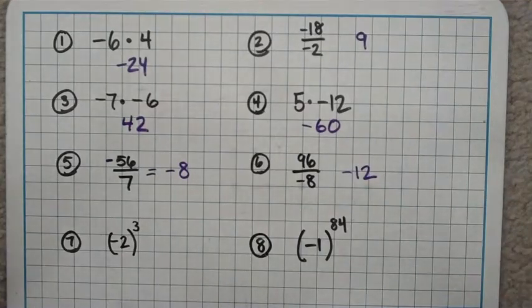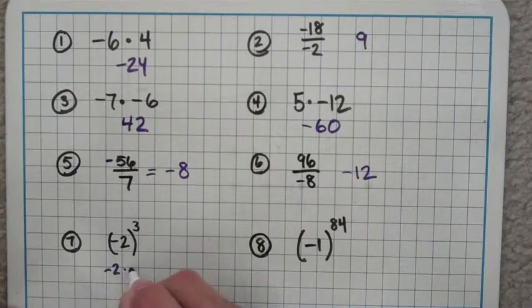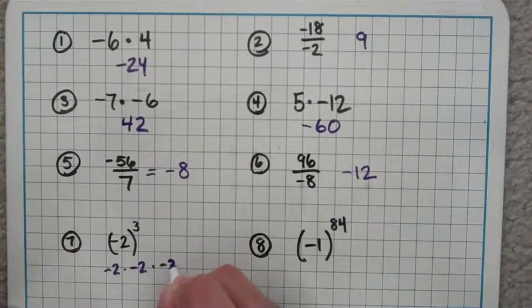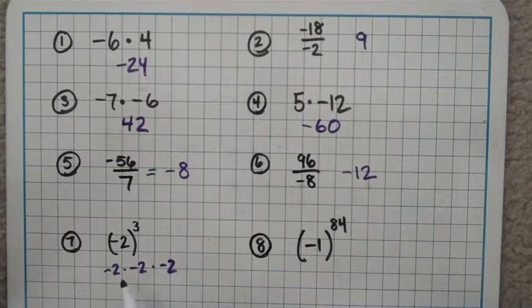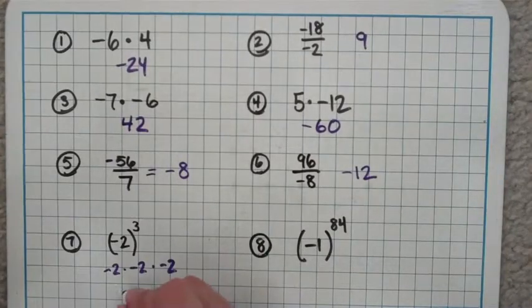Now the last two here, we're dealing with exponents. So this means negative 2 to the third power, or negative 2 being multiplied times itself 3 times. So if I actually write this one out here, negative 2 times negative 2 times negative 2, I'm going to do my first multiplication. Negative 2 times negative 2 is a positive 4, but a positive times a negative is going to be a negative 8 for my final answer.